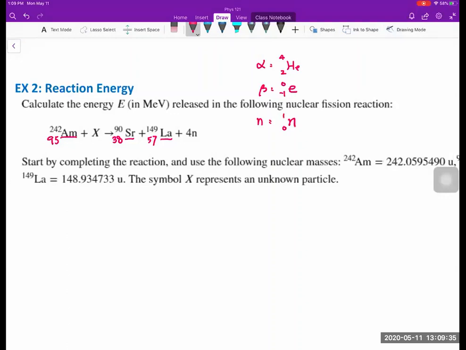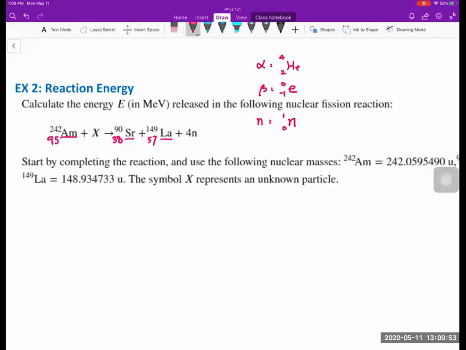But you have 1 here. That's how we represent the neutron. Now these two numbers help you to balance this equation. If you look here, we just make the bottom number on the left equal to the bottom number on the right. That's how you balance this equation.